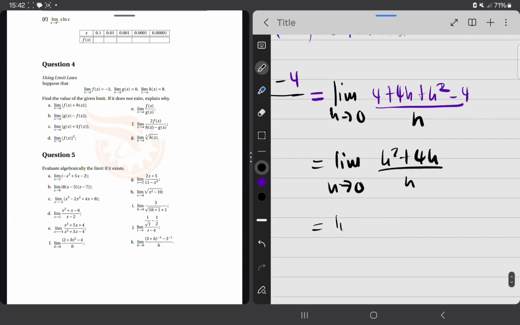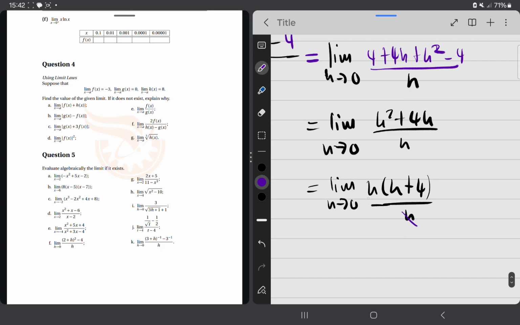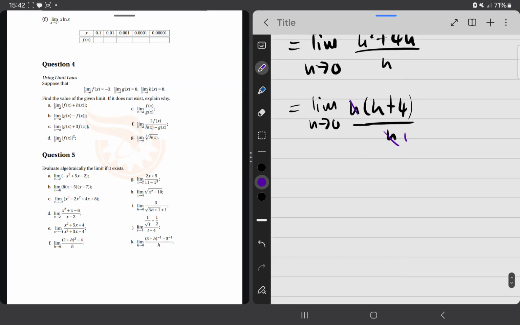Now what I'm going to do, with the limit as h goes to 0, is factor out h here from the top. H into h squared, you remain with h, plus h into 4h, the h cancels, will remain with 4, and it's all over h. Then the h and the h will cancel, and h into h is 1. So it's going to be the limit as h goes to 0. We don't need to put 1 in the denominator. We'll just remain with h plus 4.